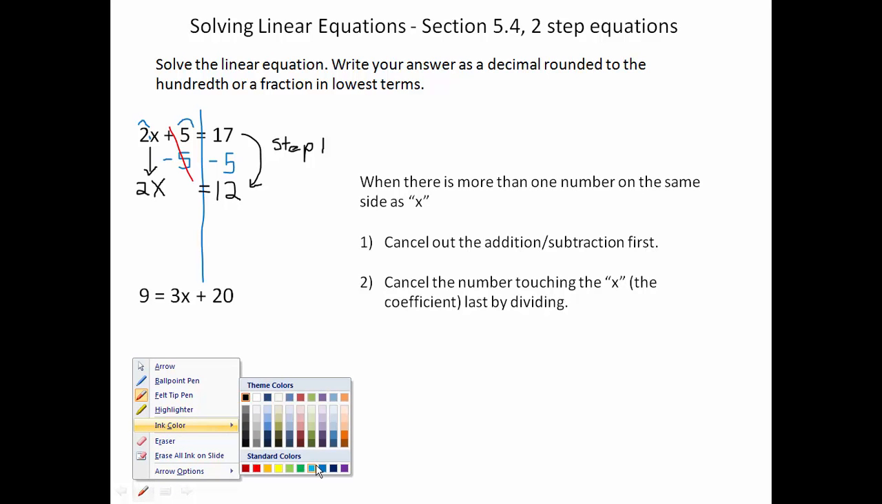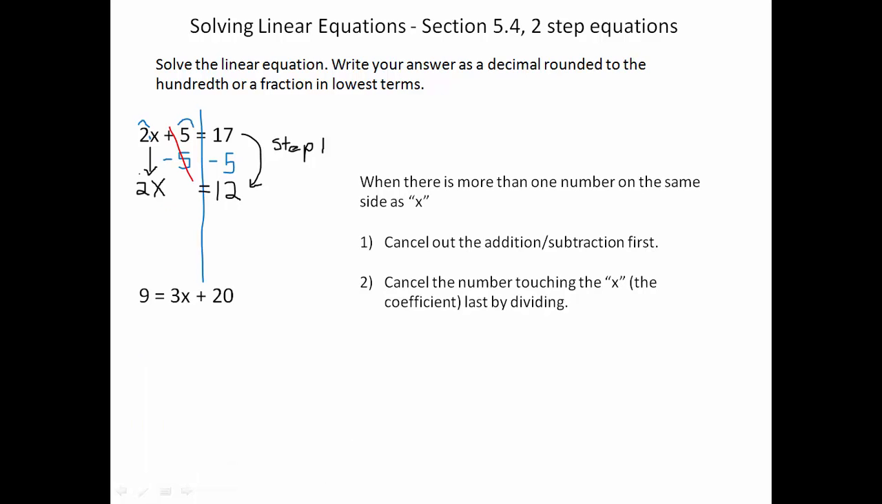So in this case, I'm going to cancel out the 2 that's touching the x by dividing, because if it's touching the x, it's understood to be multiplication. And just like before, we're going to use a fraction bar to indicate division. So I'm dividing by 2, and I did it on the left, so I have to also do it over here on the right.